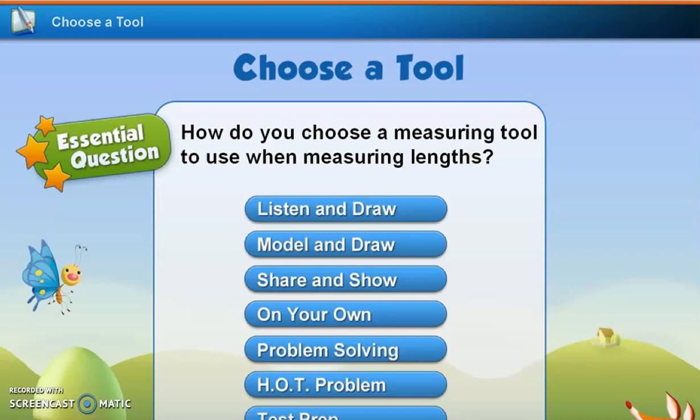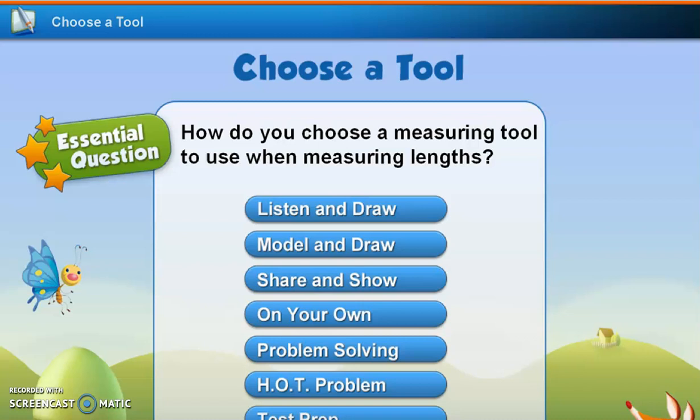Hello, second graders, and welcome to the second part of our math lesson for today. Again, we are doing lesson 8.8, which is titled Choose a Tool. And the essential question that we're going to be answering is, how do you choose a measuring tool to use when measuring lengths?